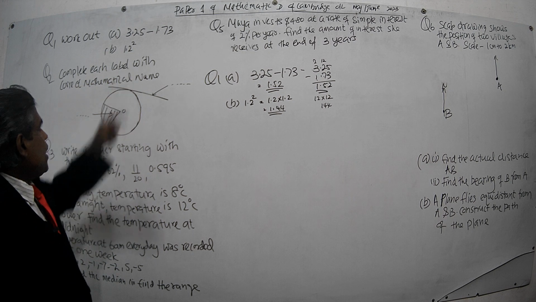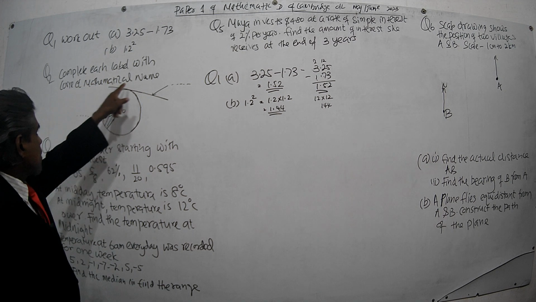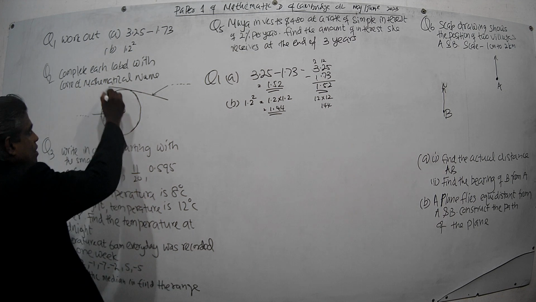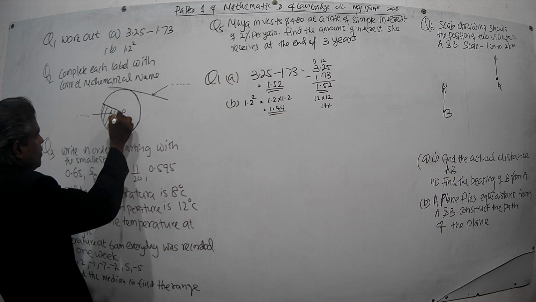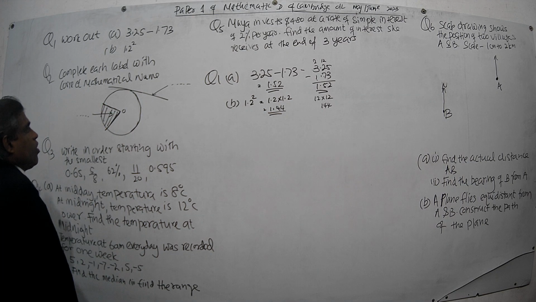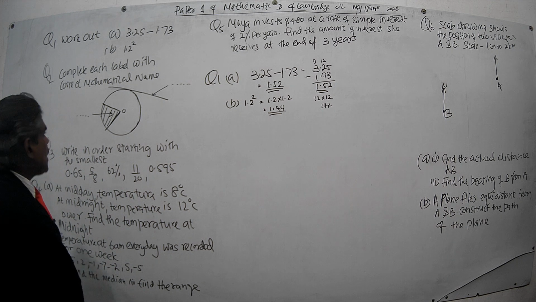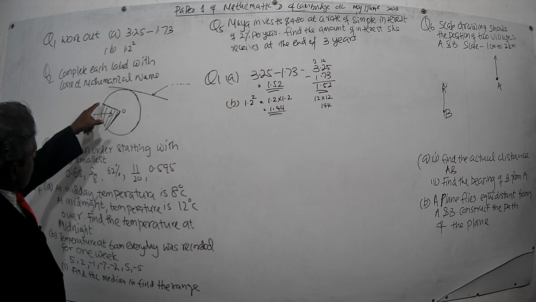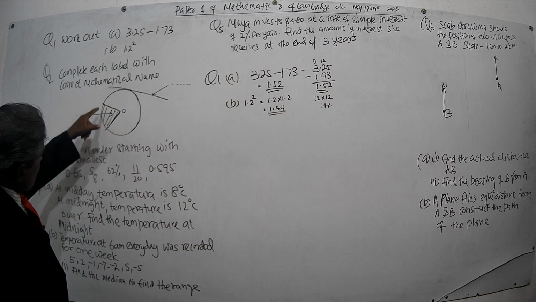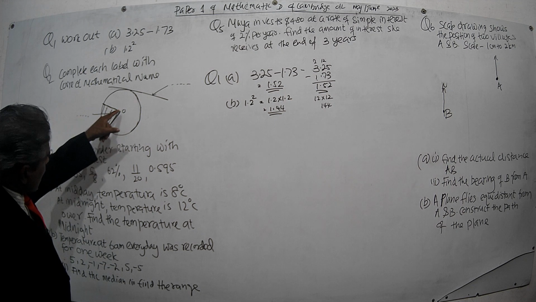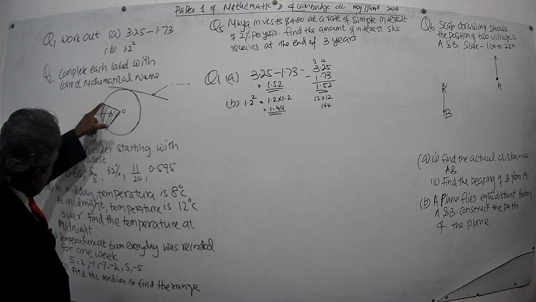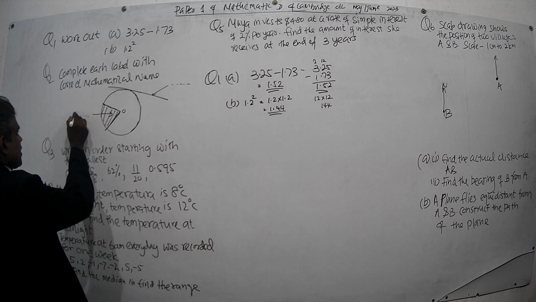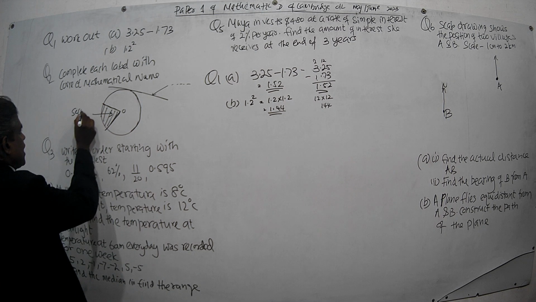Now they have given question 2. Complete each label with the correct mathematical name. They have given this one, this part of the circle. Then you have to name this. This is actually a part of the circular area bounded by 2 radii and 1 arc. Therefore, this is a sector of a circle.